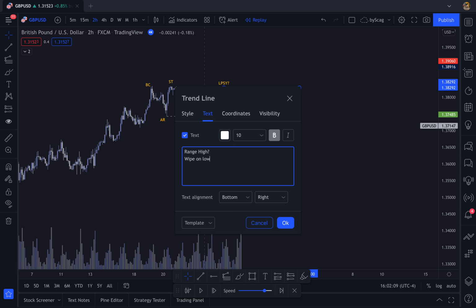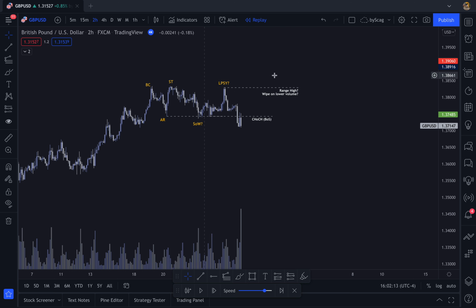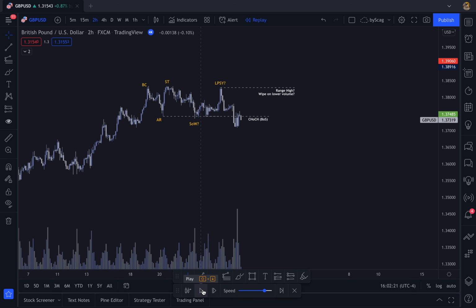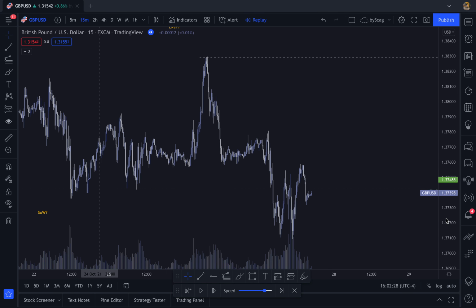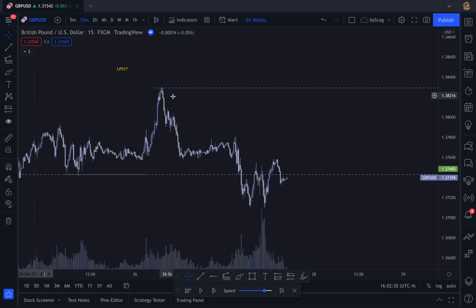Maybe we wipe on lower volume. Right, maybe we push high on lower volume. Maybe we get a UTAD. Maybe this isn't an LPSY. Right, we want to look into this, but there is a lot of sell volume to the downside now. We can actually even, if we wanted to try, reduce the time frame here, and break down what is happening here.